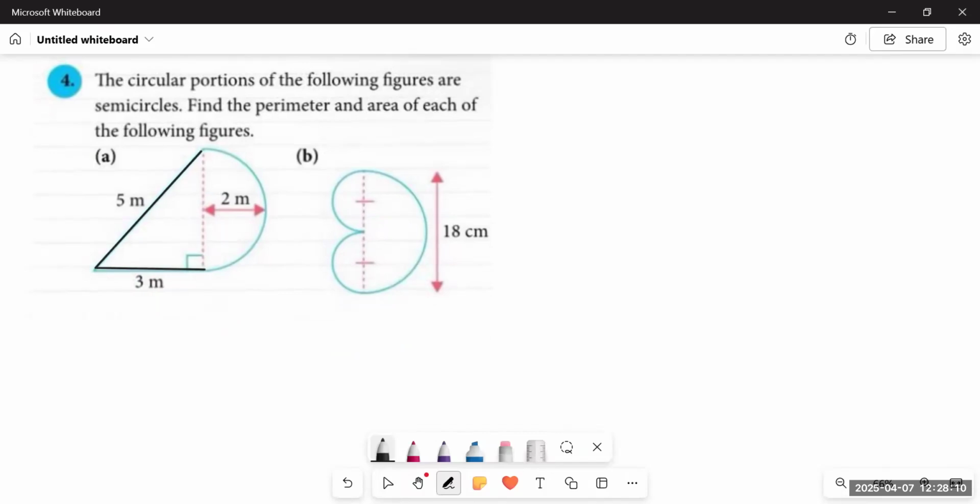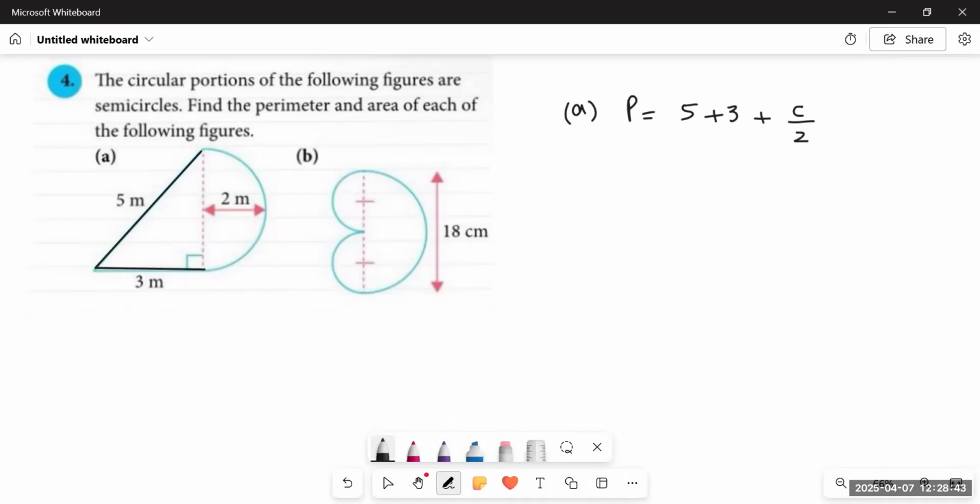So if we talk about the perimeter, we will say that the perimeter is equal to 5 centimeters plus 3 centimeters plus half of the circumference, because the other part of this shape is a semicircle. Whenever we are provided with a semicircle, to find its circumference, we just have to cut it in half. We just have to divide the circumference by 2 to find its perimeter.